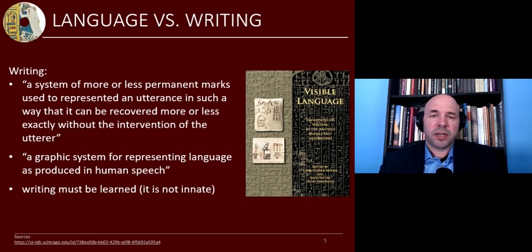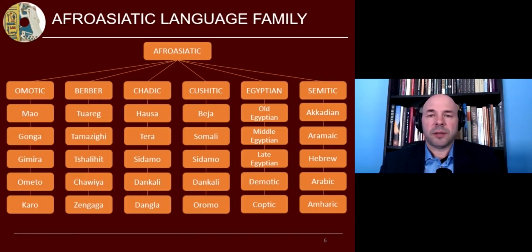On the other hand, writing is something that you have to learn, right? We all spend a lot of time as children learning how to read and write, and it's more painful for some of us than others. Basically the writing system is just a graphic system for representing the language as produced in human speech. In this definition, I'm adopting a very simple one that was used in our Visible Language Catalog, edited by our director, Christopher Woods, that you can download online from the OI website. So we'll be looking at both the Egyptian language and the systems used to write it.